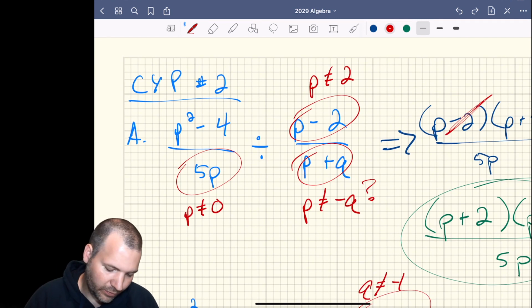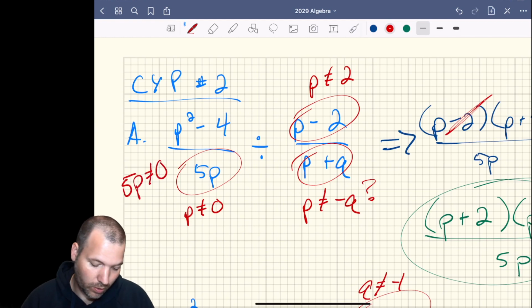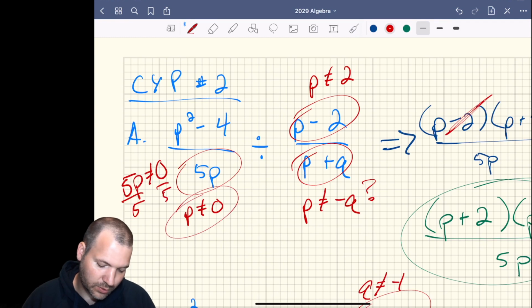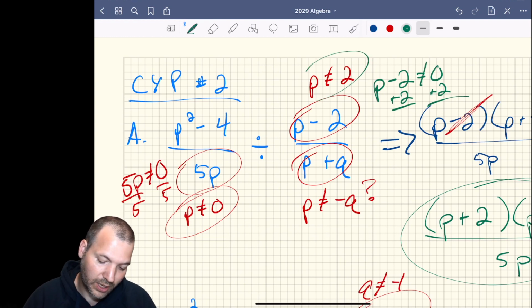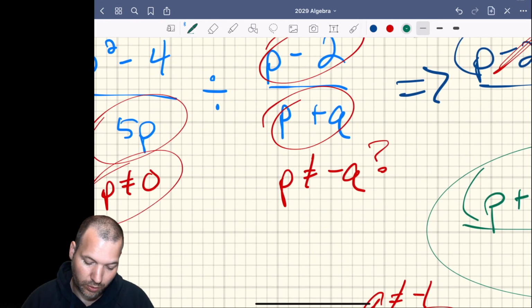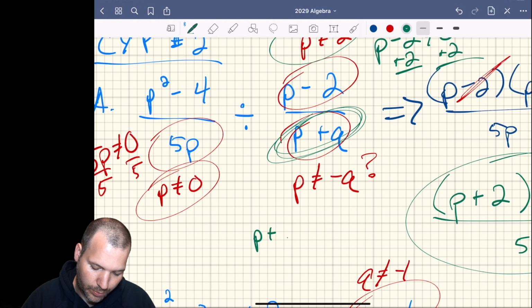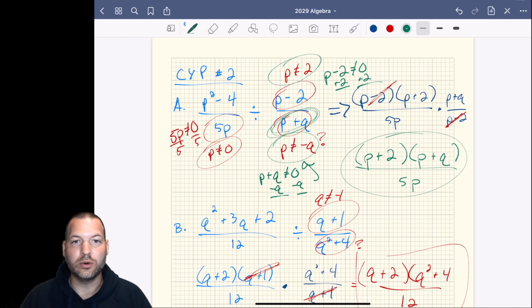So remember where these are coming from is we're saying, well, it can't be the case that that denominator 5p is 0. But we can almost treat it like an equation at that point, and that's where we get p cannot be 0. And up here, same thing. What we're really saying is p minus 2 cannot be 0. But again, if you add 2 on both sides, that's where we're getting, oh, so p cannot be positive 2. So we can do the same thing here. We can say, well, p plus q cannot be 0. And if we subtract the q on both sides, that's where we get the kind of strange excluded value, p cannot equal negative q. So basically p and q can't be additive inverses. Otherwise we would end up dividing by 0 again.